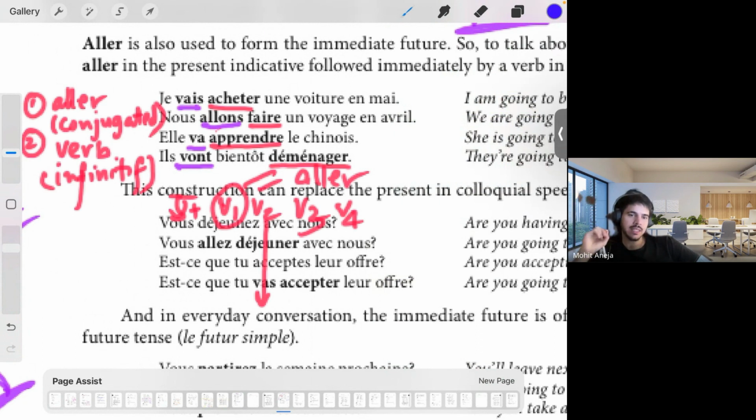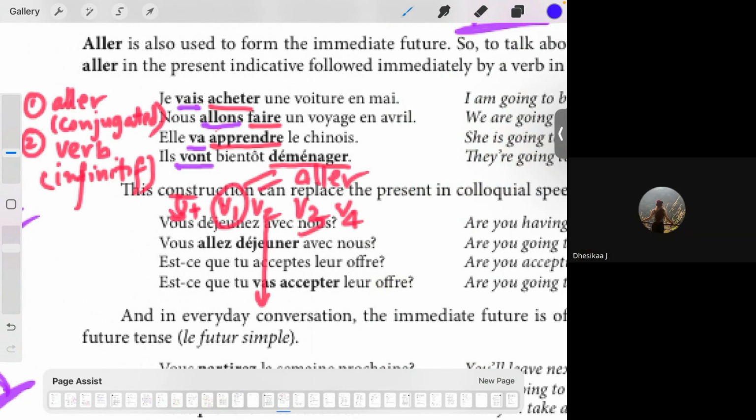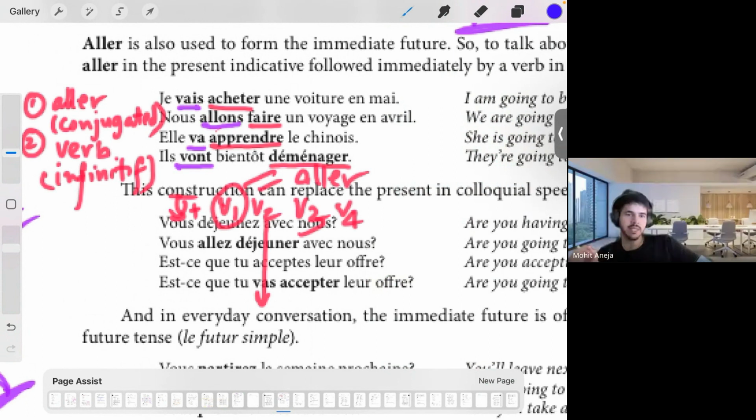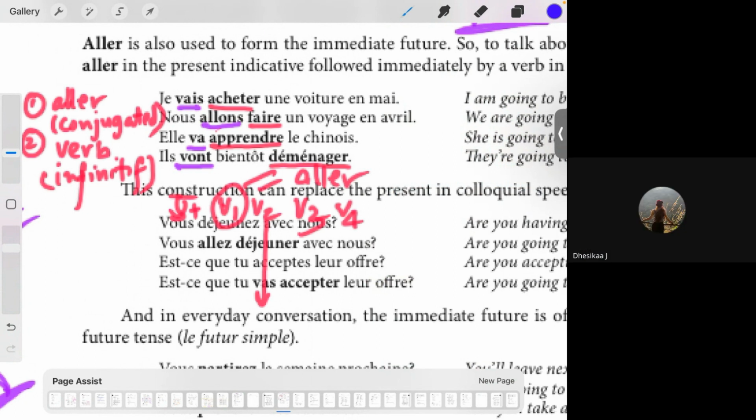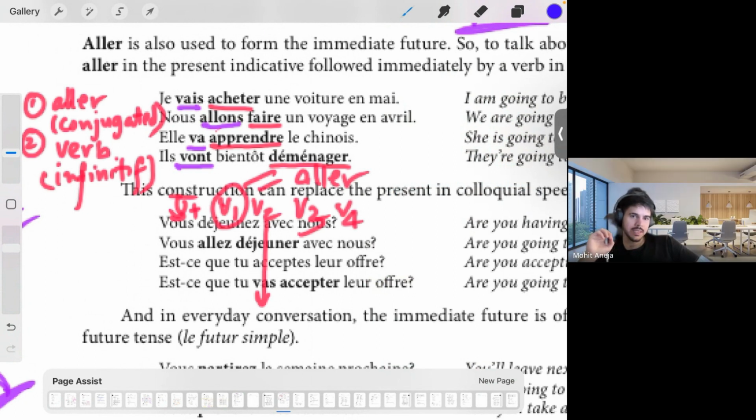But if I want to start talking about the future, I first have to change the sentence somehow, and one of the ways is futur proche. I do that by using aller in the present. So je vais, nous allons, il va, ils vont, elles vont, everything like that. After that, I add any verb that I want to talk about in the future. The action itself is going to be this red word.